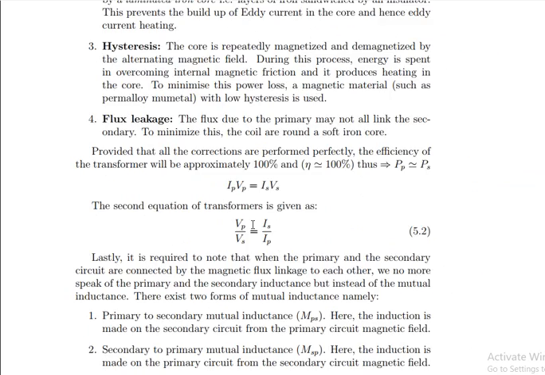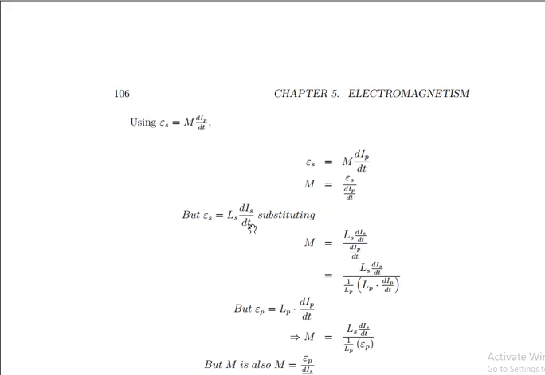So now, after having the formula above, we see that the EMF of the secondary circuit is equal to the mutual inductance times dIP over dt. So this is the formula here. So now the mutual inductance is equal to the EMF of the secondary circuit over dIP over dt.